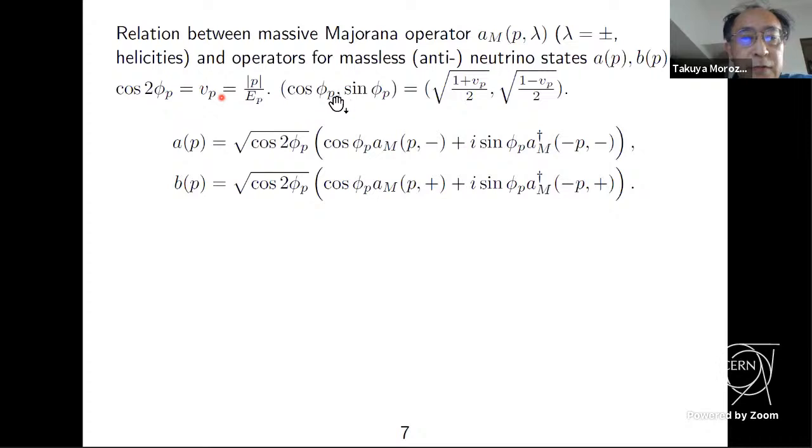So this is a relation between the two sets of operators. One side, A and B, is the neutrino and anti-neutrino annihilation operators, and they are massless. And the right-hand side is the massive Majorana field annihilation operator. Because a Majorana particle has two helicities, the degrees of freedom are the same. Here, cosine 2 phi p corresponds to Vp, the velocity, that is given by this formula. And cosine phi p is given by this, and sine phi p is given by this.